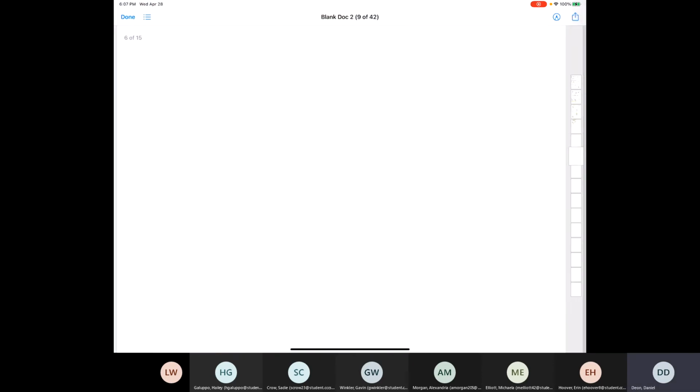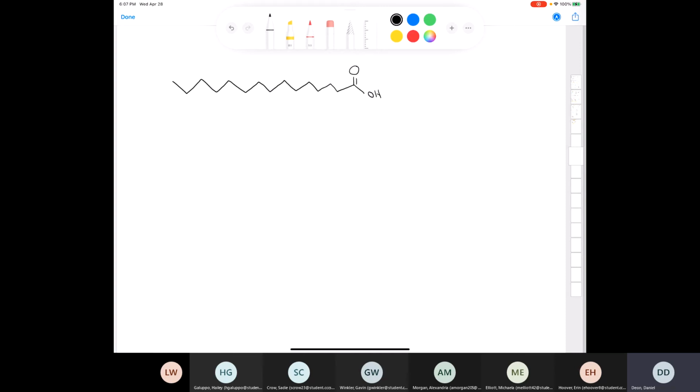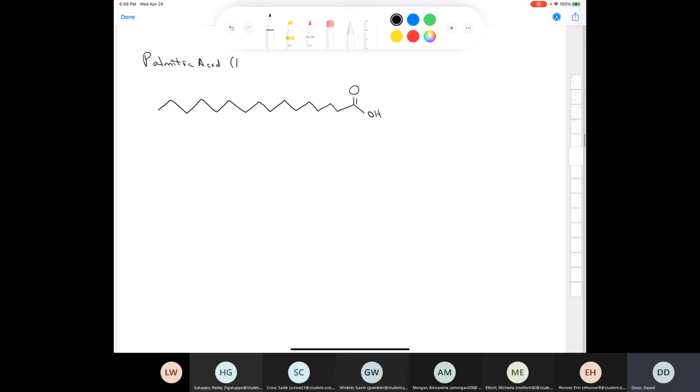Yep, there we go. Okay, so we have palmitic acid, which is a 16 carbon fatty acid. So palmitic acid could come from, you know, maybe an animal fat, or maybe you ate a steak or something. So you have 1, 2, 3, 4, 5, 6, 7, 8, 9, 10, 11, 12, 13, 14, 15, 16 carbons in the palmitic acid molecule. So again, this is palmitic acid, which has a total of 16 carbons in the molecule.